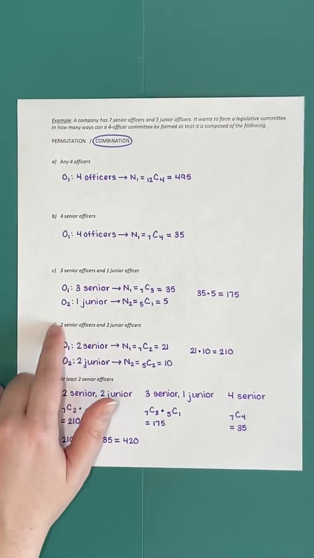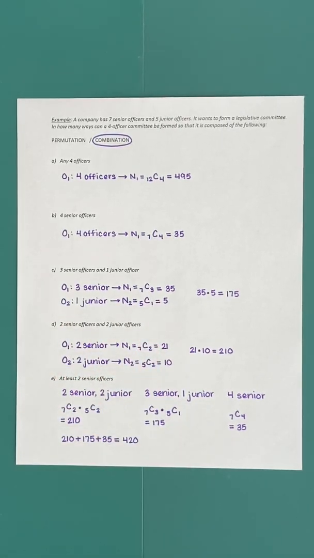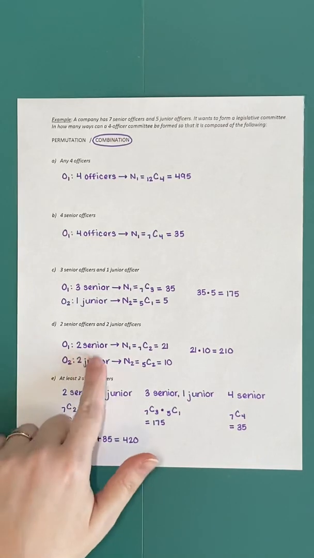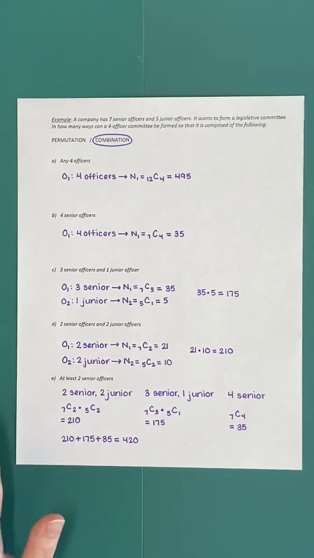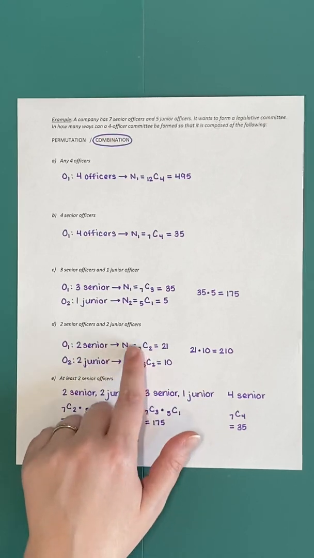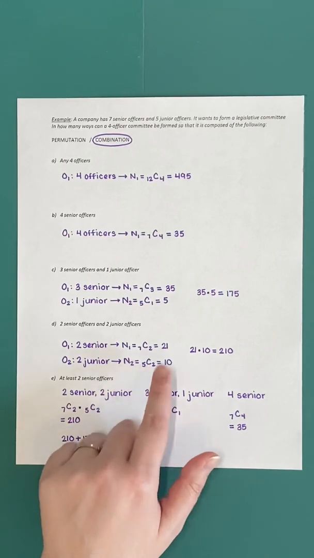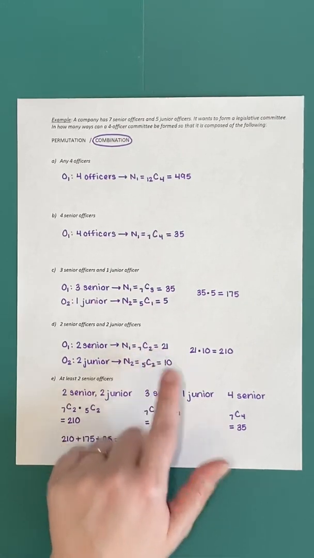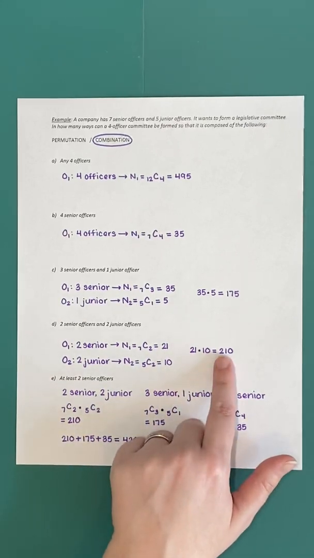Now, what if it's an even split? What if we want 2 senior officers and 2 junior officers? Well, again, 2 steps in the process. Now we're choosing 2 senior officers and 2 junior officers, but again, the 2 sequences have to be separate. So choose directly from the seniors, choose directly from the juniors. So 7, and we're choosing 2, and then 5, and we're choosing 2. So 21 ways to do step 1. And then 10 ways to do step 2. 21 times 10 is going to give us 210 total possibilities.